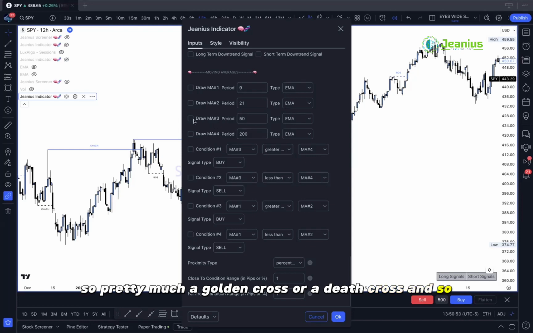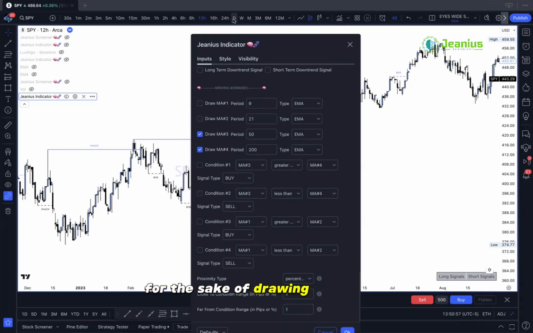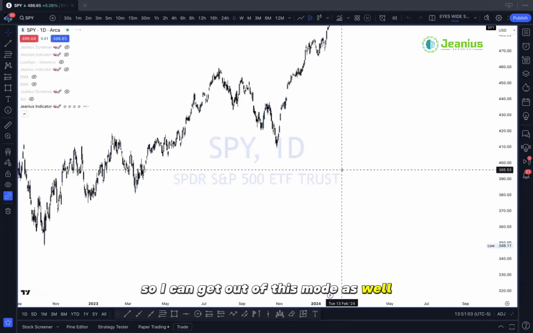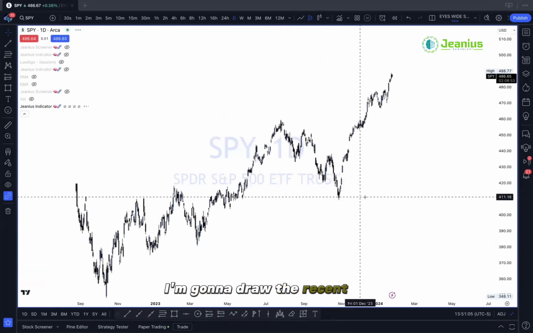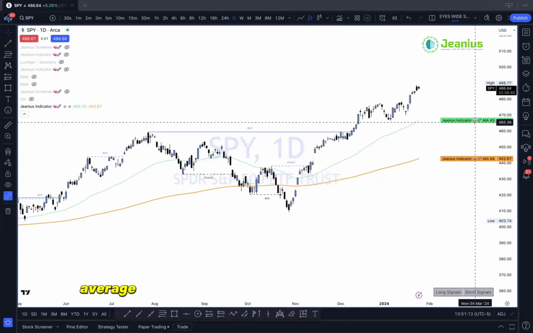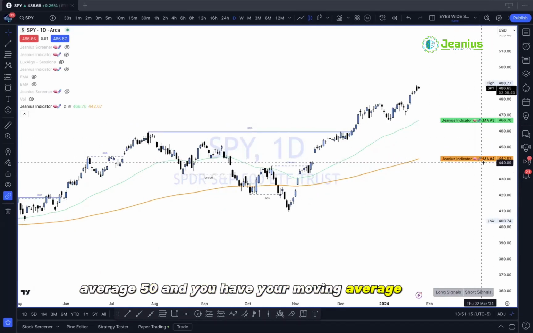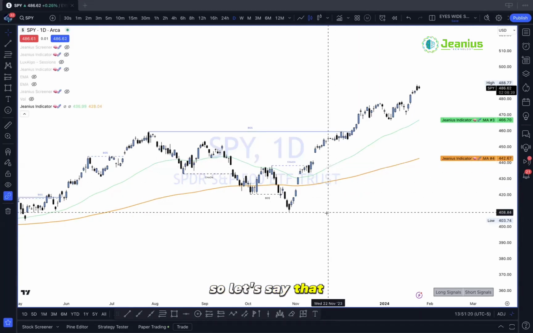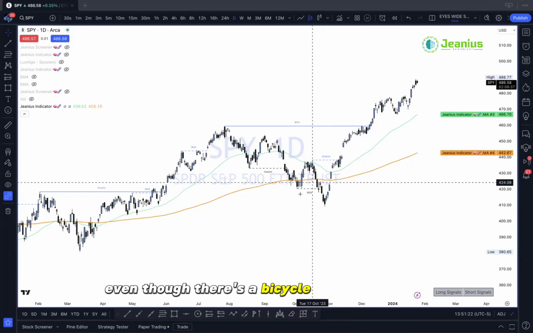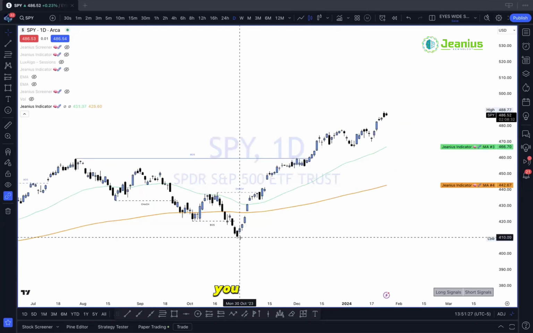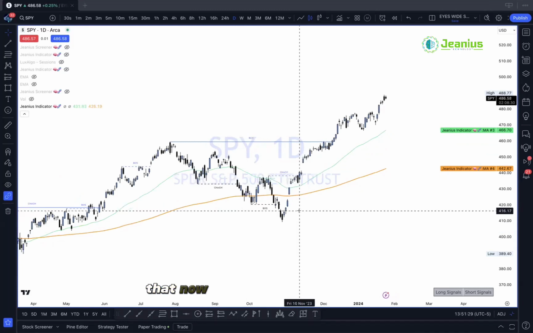And so for the sake of drawing this on SPY, I can get out of this mode as well, I'm going to draw the recent moving averages. So you have your moving average 50 and you have your moving average 200. So let's say that even though there's a buy signal here somewhere, I wouldn't get a buy signal. You know what? I still would actually get a buy signal now that I'm thinking about it.